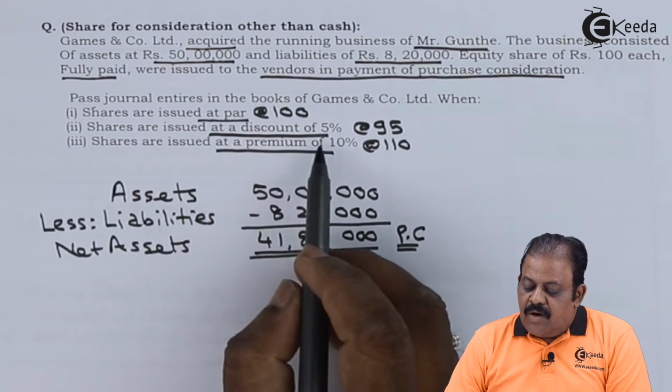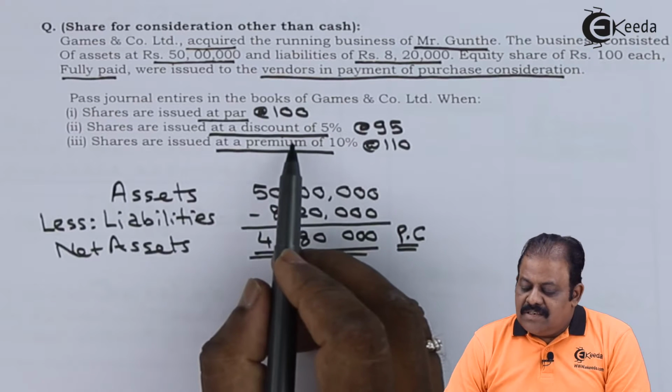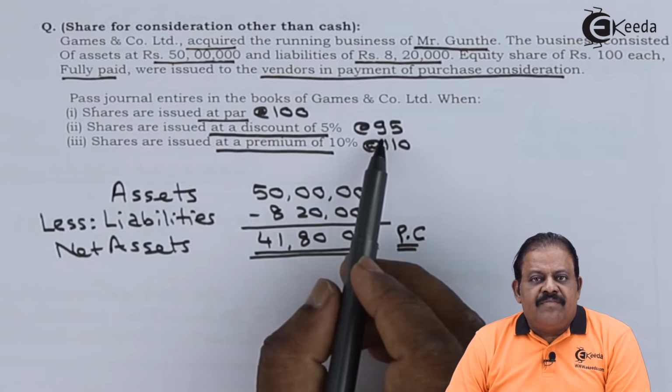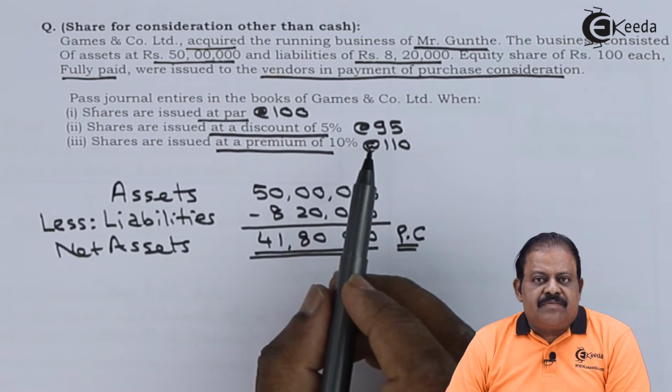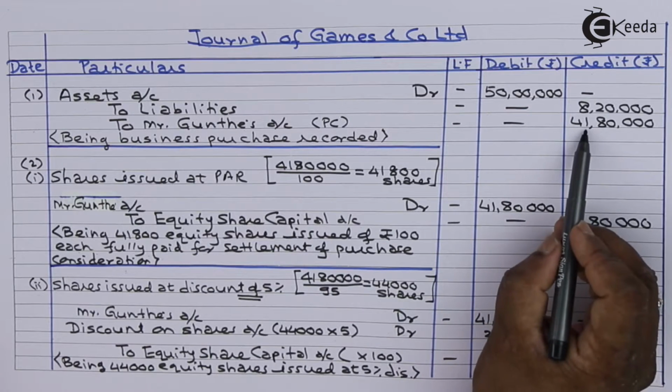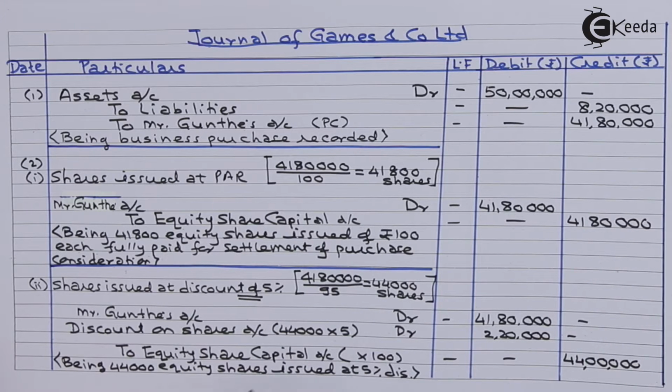Shares are issued at a discount of 5%. This is the second alternative in the question. If shares are issued at the rate of 95, then what will be the situation? When shares are issued at discount of 5%, nominal value of share is 100, so they are issued at 95. 41,80,000 is purchase consideration. 41,80,000 divided by 95, it comes to 44,000 shares. That means 44,000 shares of rupees 100 each, fully paid, are issued at 5% discount.